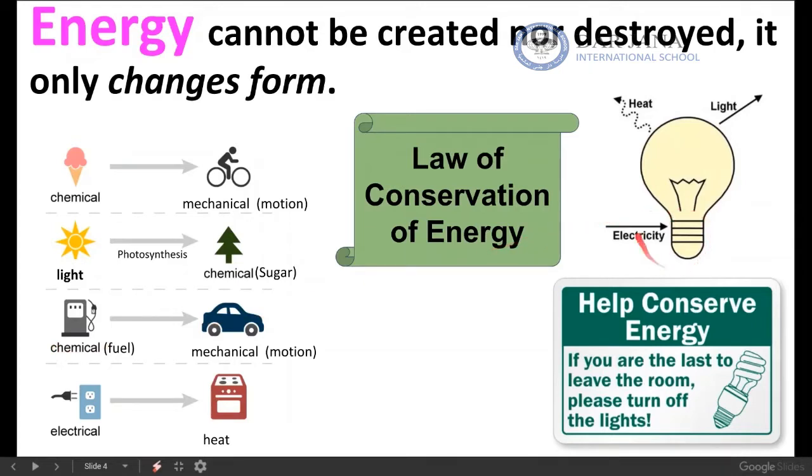On the right side you see a light bulb. The amount of electricity it is using is equal to the amount of light and heat that is being generated. This is why we say when we turn off the light, we save electricity. This is also true in all the other examples. A large plant needs more sunlight. An energy-saving car needs less fuel. So energy has not increased or decreased, it has only changed its form.